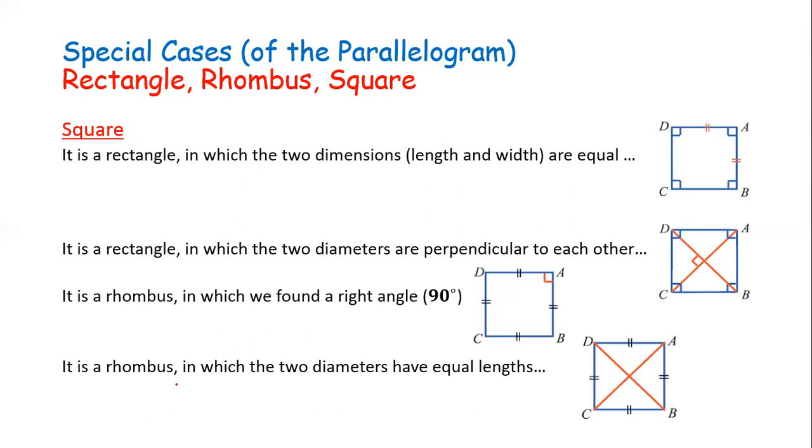A rhombus is also a square if we could prove or see that two diameters have equal lengths. So here we have ABCD is a rhombus in which we can see clearly that the lengths of all sides are equal to each other. Then in this rhombus, if we could prove or see that the length of AC is equal to the length of DB, then we can conclude that this rhombus is also a square.